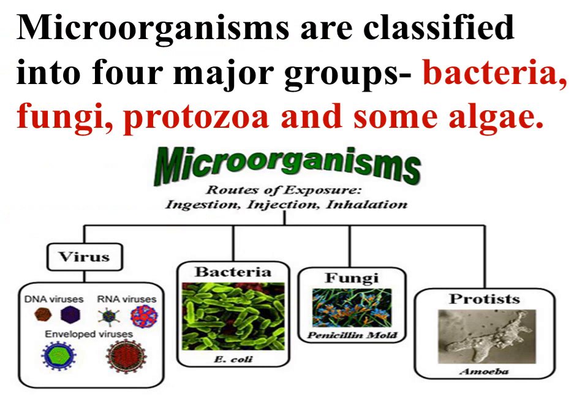Microorganisms are classified into four major groups, as you can see in this picture. These groups are virus, bacteria, fungi, protozoa and some algae also. So bacteria, fungi, protozoa and some algae are the types of microorganisms, and we can classify them in this category.